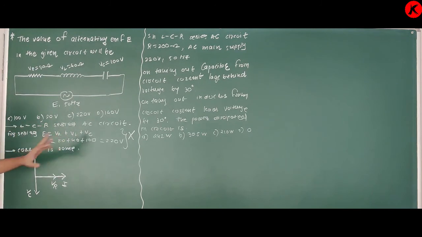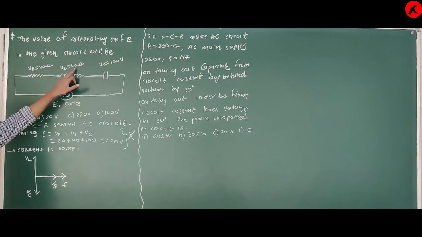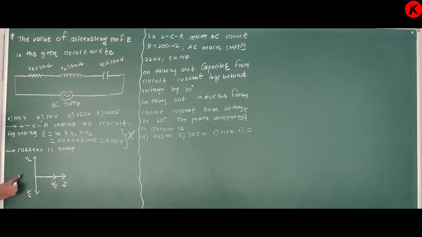You cannot directly add them. Clear about this? Because VR, VL and VC are in different directions, so this one is wrong. Then how to find? See, VR is 80, VL is 40, VC is 100. VL and VC are in opposite direction.